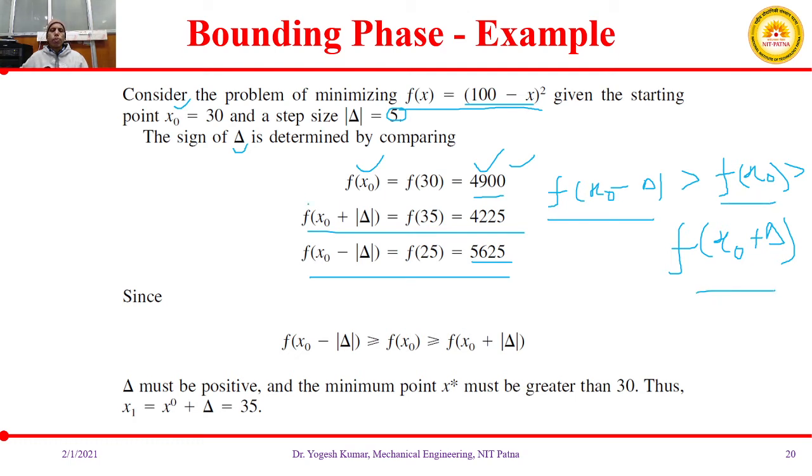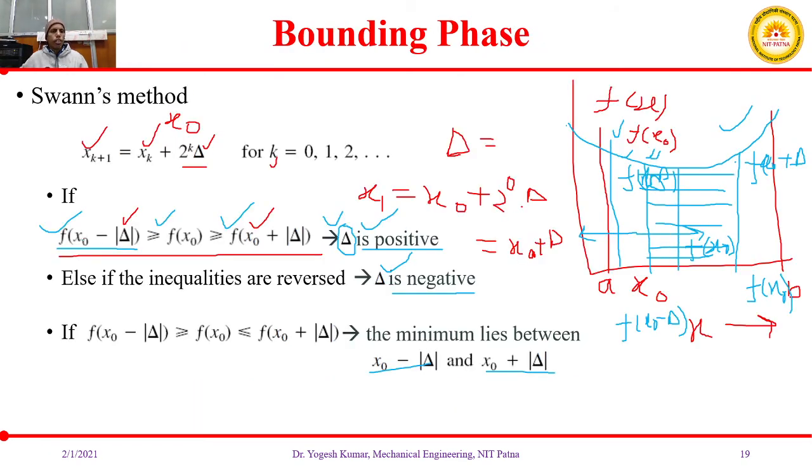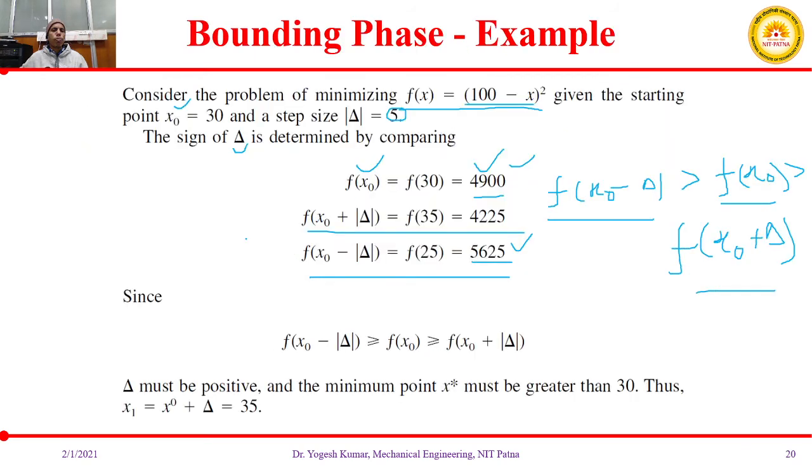So we have calculated the value of function for x equal to x0, then for x equal to x0 plus delta and x0 minus delta. So what condition is getting satisfied? Your first condition is getting satisfied: f(x0 minus delta) is greater than or equal to f(x0), which is greater than or equal to f(x0 plus delta). Since this condition is satisfied, delta has to be positive.